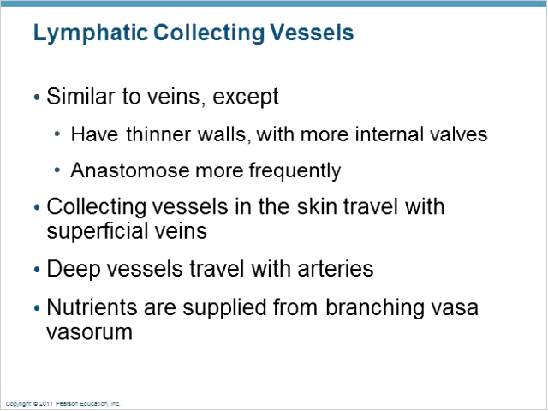You get a feel for those lymphatic vessels, how they're blind-ended tubes. The lymphatic collecting vessels are similar to veins, except they have thinner walls with more internal valves. They anastomose more frequently, which means they connect more frequently. The collecting vessels in the skin travel with superficial veins, while the deep vessels travel with arteries. The nutrients are supplied from branching called the vasa vasorum.